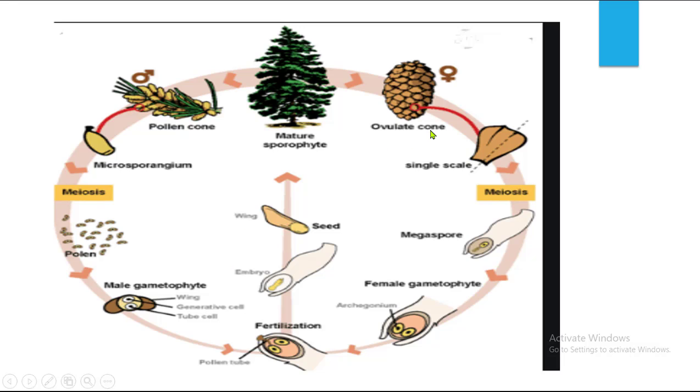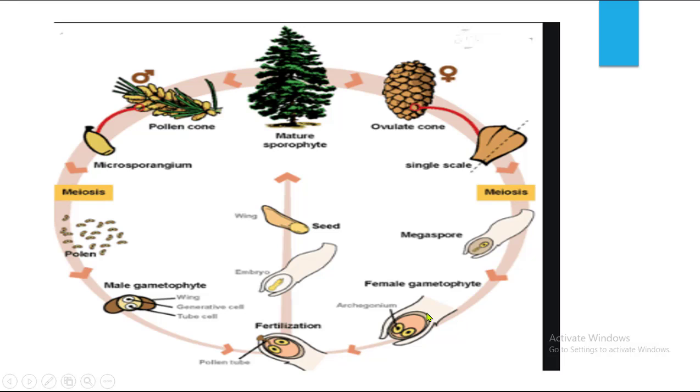Now we will discuss the female part, what happens in the female cone. Same as in the male cone, here there are also scales which are known as macrosporangium. The cells of macrosporangium undergo meiosis and they produce megaspores. The pollen grains were microspores, and microspores produce pollens. Here, the megaspore gives rise to female gametophyte, which is archegonium. This archegonium has the ability to produce the eggs.